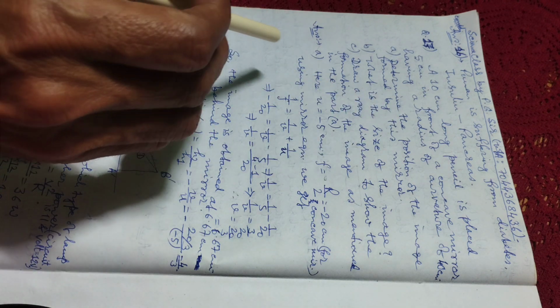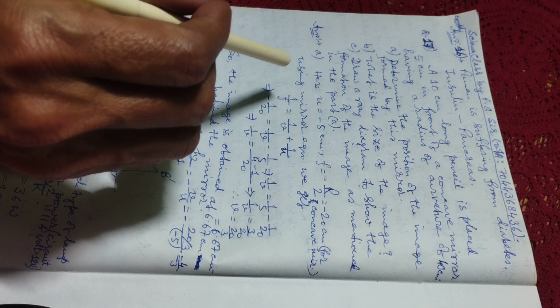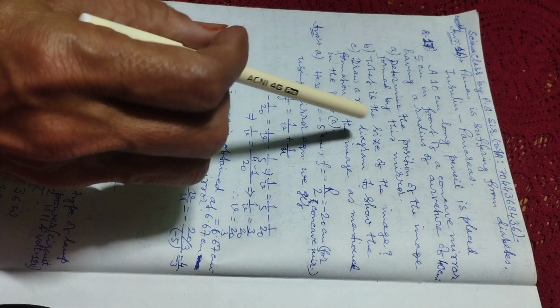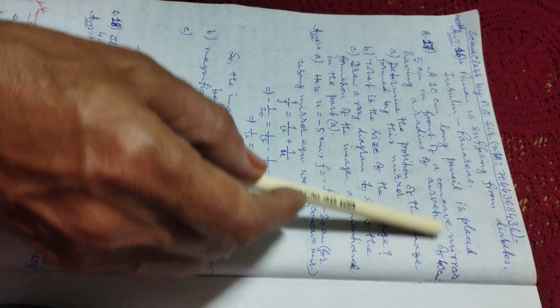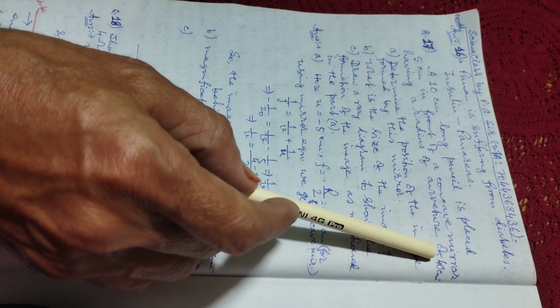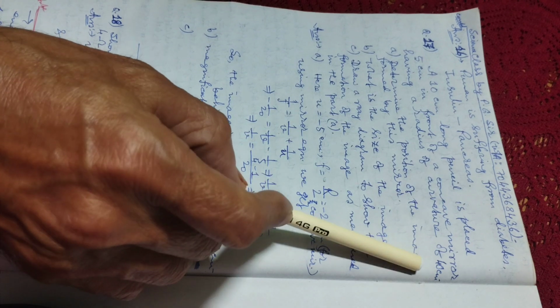It is actually the numerical of physics, light chapter. It is from the light chapter. A 10 centimeter long pencil is placed 5 centimeter in front of a concave mirror having a radius of curvature of 40 centimeter.